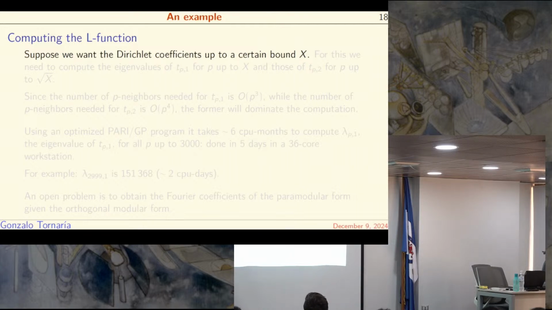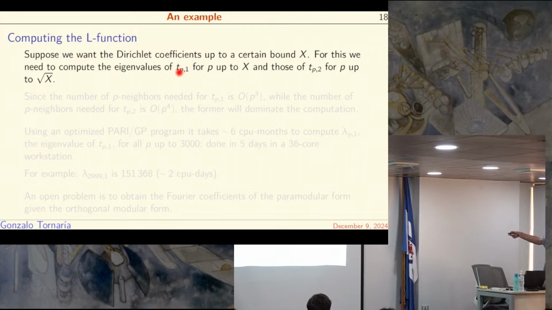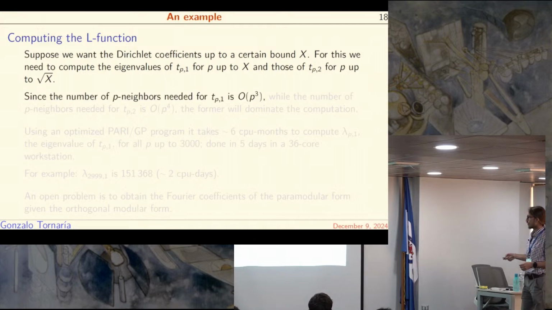Okay, this is just a computation, how you compute this L function. Suppose you want to compute an L function. This is an interesting, useful thing sometimes. So suppose you want the Dirichlet coefficients up to a bound x. You need to compute the eigenvalues of Tp up to x and Tp2 up to square root of x. This is sort of the complexity. You need to compute all p to the cube neighbors for Tp1.